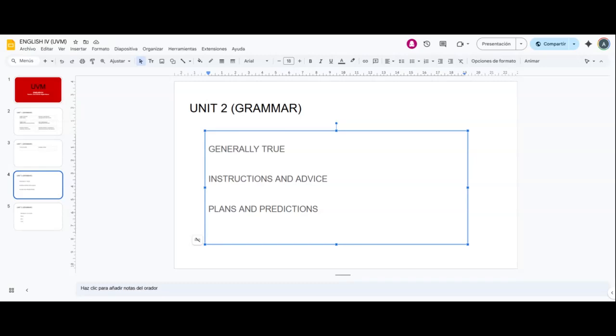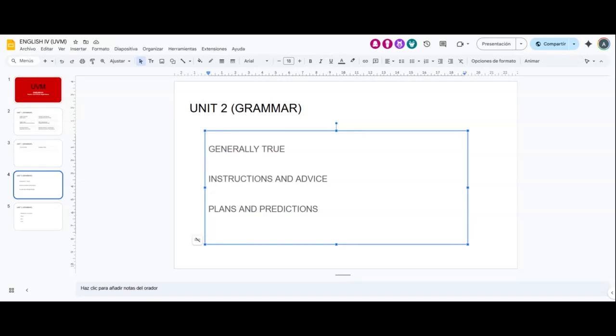So, Damaris. Damaris, are you here? Damaris, could you please help me with a generally true conditional? Could you please write a generally true conditional? Whichever you have in mind, ok? Cualquiera que se te ocurra. Una condicional que signifique algo generalmente verdadero. A generally true conditional.